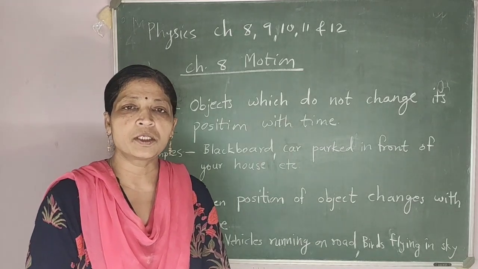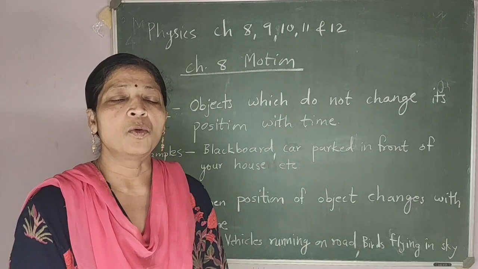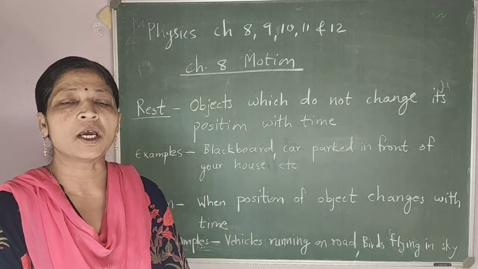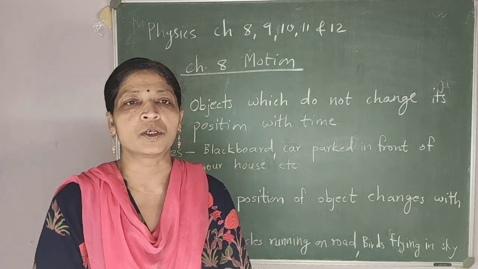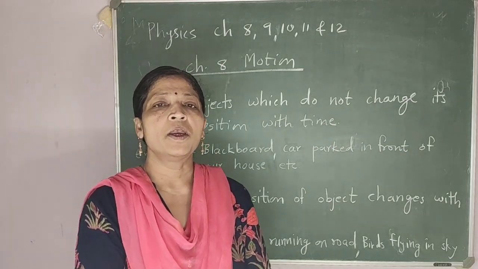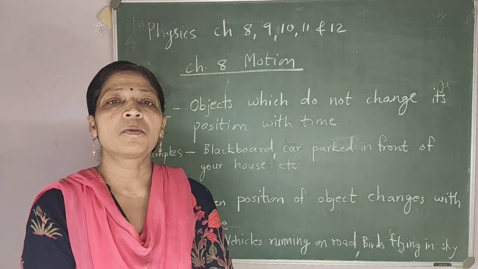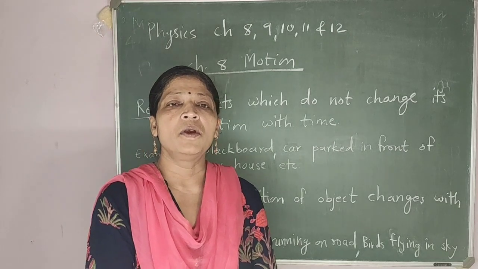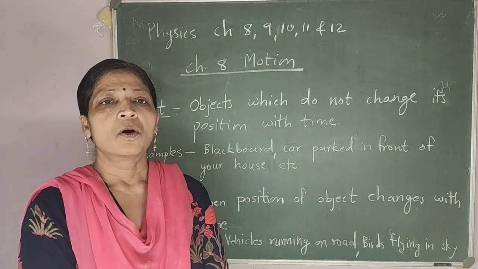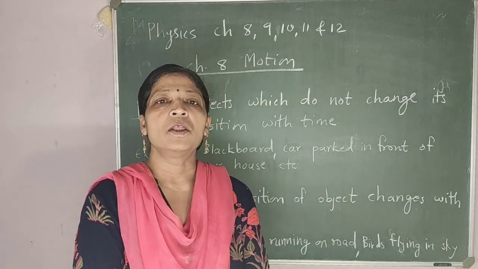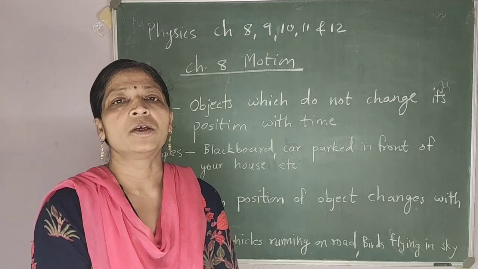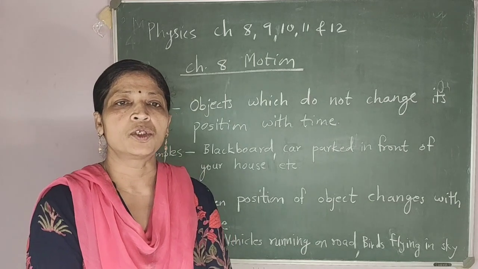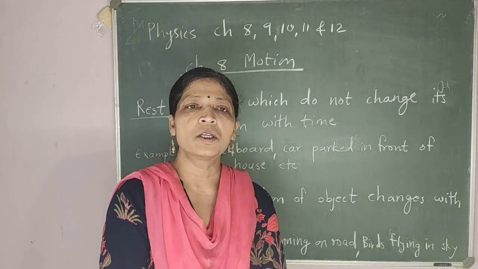Motion means the object is said to be in motion when the object changes its position with time. Take an example: a bird is flying in the sky. When the birds are flying in the sky, they are changing their position with time. Or the vehicles which are running on the road. Next example, the blades of the fan, they are moving. These all are examples of objects which are in motion. Can you give any example of motion?